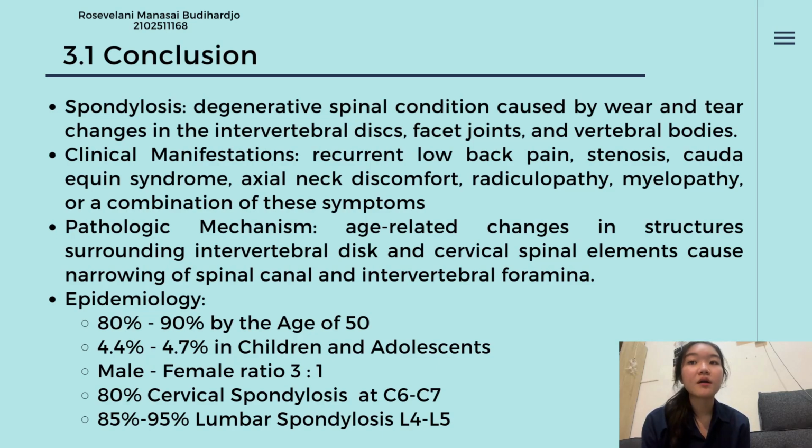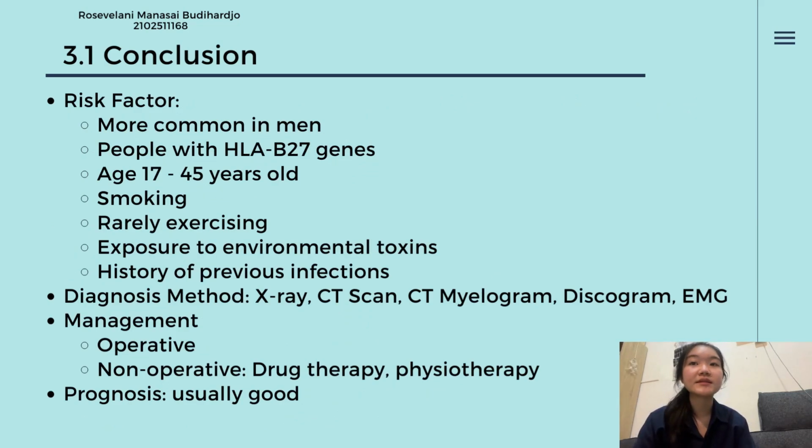The epidemiology: 80% to 90% happen by the age of 50, and 4.4% to 4.7% in children and adolescents. Male to female ratio is 3 to 1. 80% of cervical spondylosis happen at C6 to C7, and 85% to 95% of lumbar spondylosis happen at L4 to L5. The risk factors of spondylosis are that it is more common in men, people with HLA-B27 genes, age of 17 to 45 years old, smoking, rarely exercising, exposure to environmental toxins, and history of previous infections.